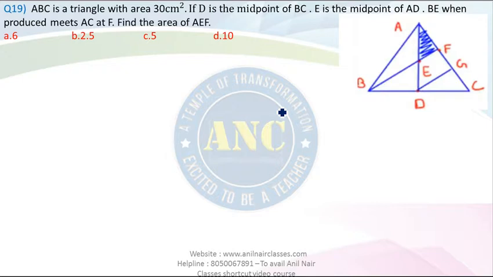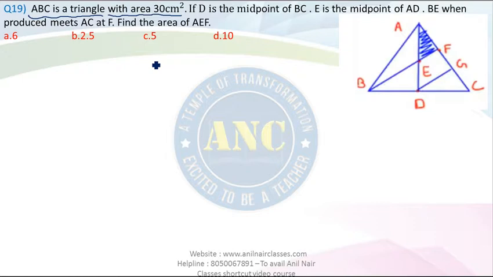Next question. Please see this next question, sir. Again, it's a very, very beautiful question. A lot of understanding is required to solve this question. First, let us understand it. ABC is a triangle with area 30 centimeter square.